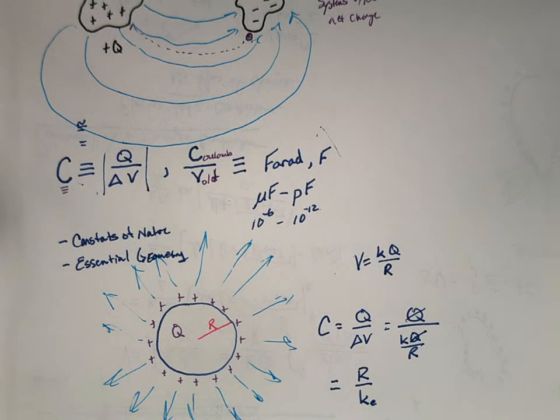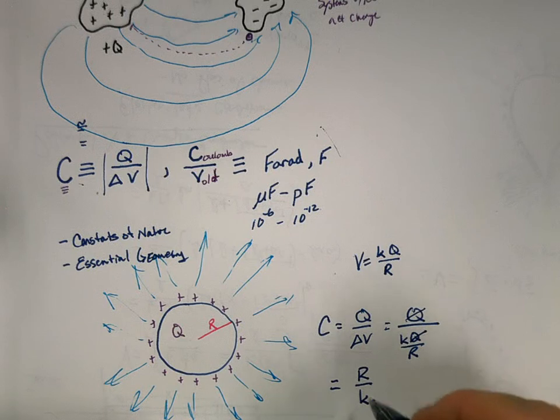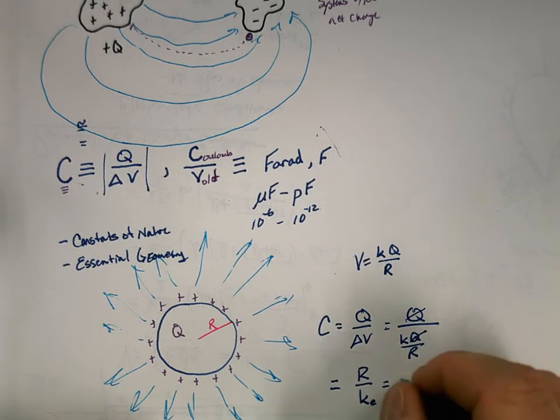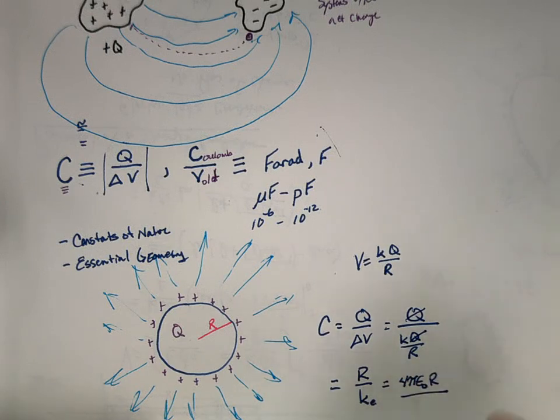Now, this can be written as R over K, or this is the same thing as 4 pi epsilon naught R. And there we have our fundamental constants with our essential geometry for our sphere. So the capacitance of a charged sphere is 4 pi epsilon naught R. And it doesn't matter what the charge on it is. Okay. All right. Now, that's for a sphere.